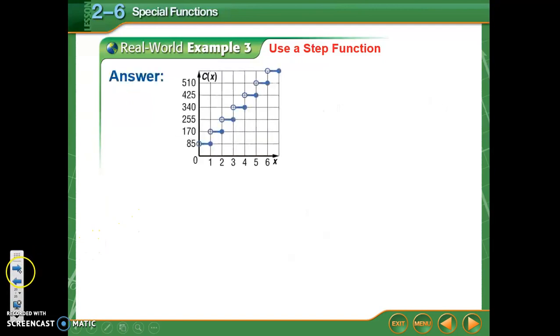What that looks like on a graph is like this. Notice we labeled our y-axis with multiples of 85. And so it's an open circle here. All the way until I hit 1 hour, I would get charged $85. As soon as I pass 1 hour, I jump up to $170, and so on.